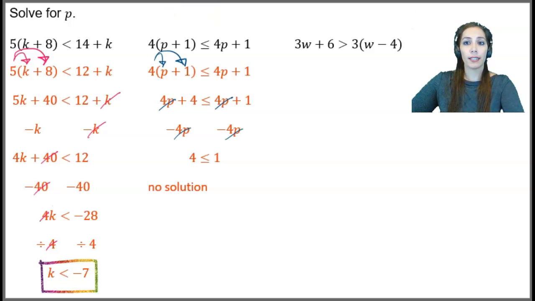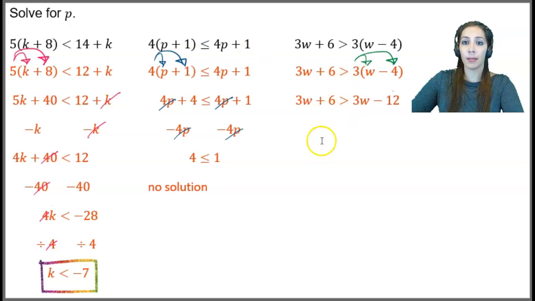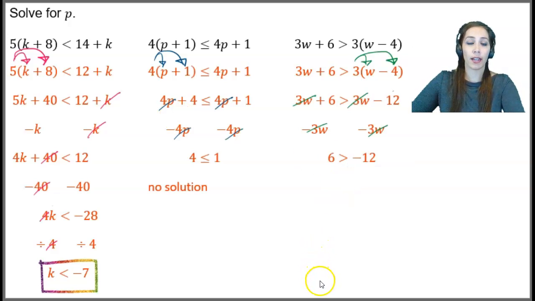We have 3 times w plus 6 greater than 3 times the quantity w minus 4. I'm going to distribute this 3 to the w and the 3 to the negative 4. When I do that, I get 3w plus 6 greater than 3w minus 12. Again, we want variables on one side, numbers on the other, so I'm going to subtract 3w on both sides. When I do this, notice that the 3w cancels out on both sides, and then we end up with just numbers, 6 greater than negative 12.